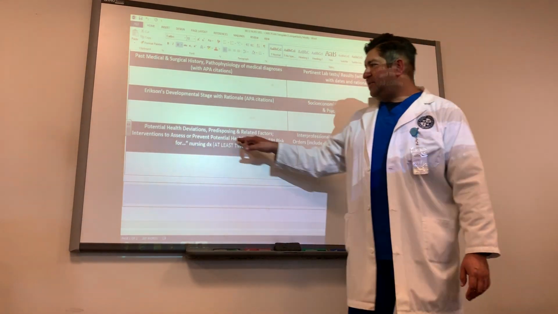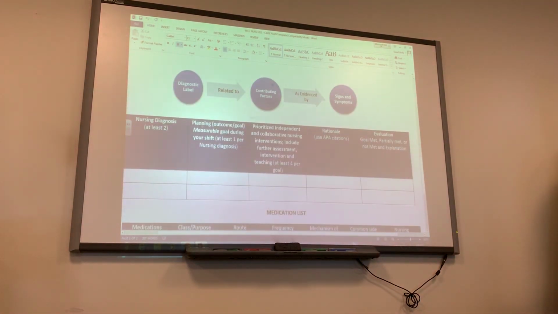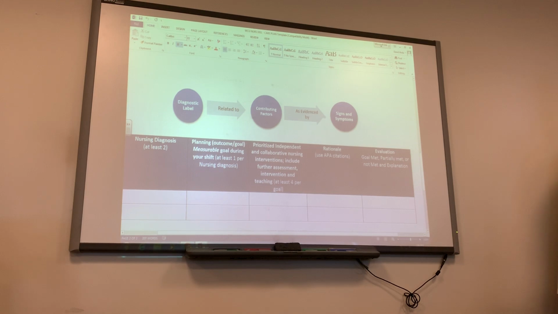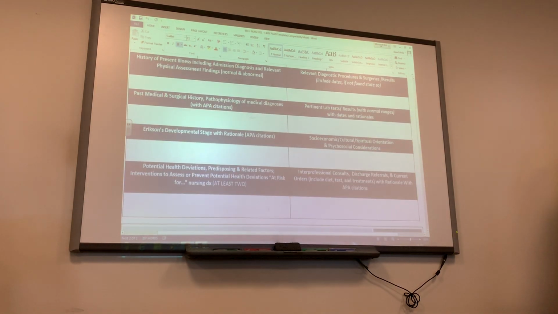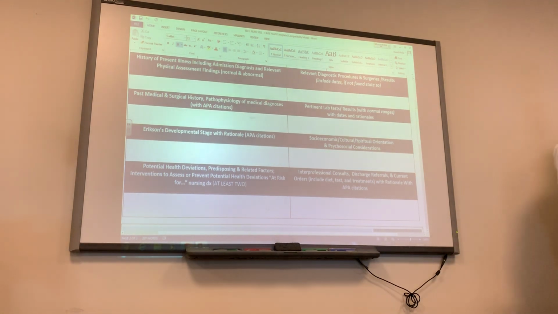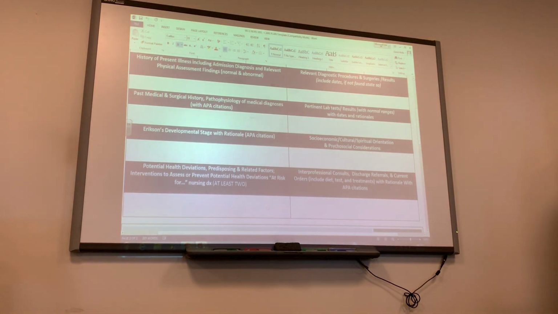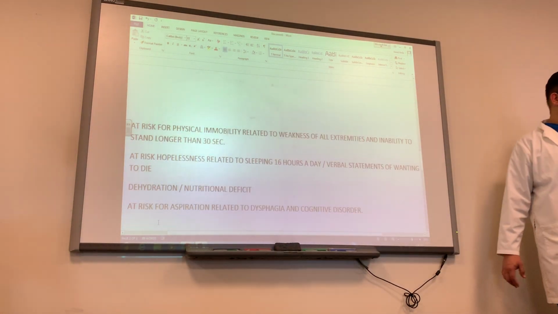What I don't see here is how many interventions. Always ask, well, how many interventions do you want? This one says 4 right here. On this one, the potential health deviations you're at risk for, it also now wants you to create 4 interventions, okay? You have 2 risk statements, but on each statement, you have 4 interventions. You're gonna get these from your book, your nursing diagnosis book, or your patho book.